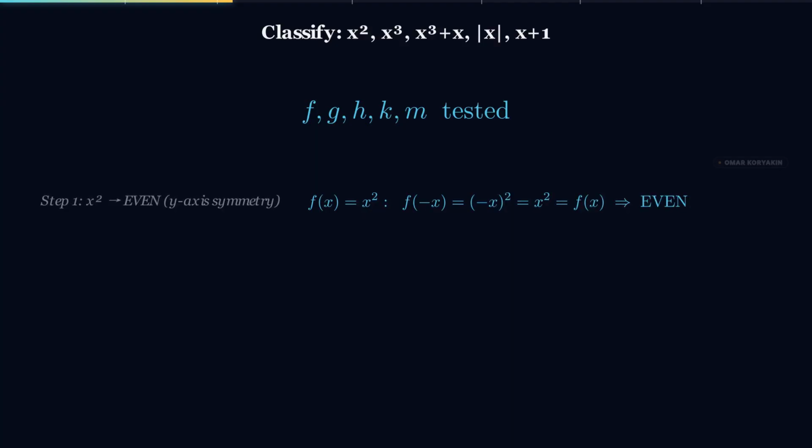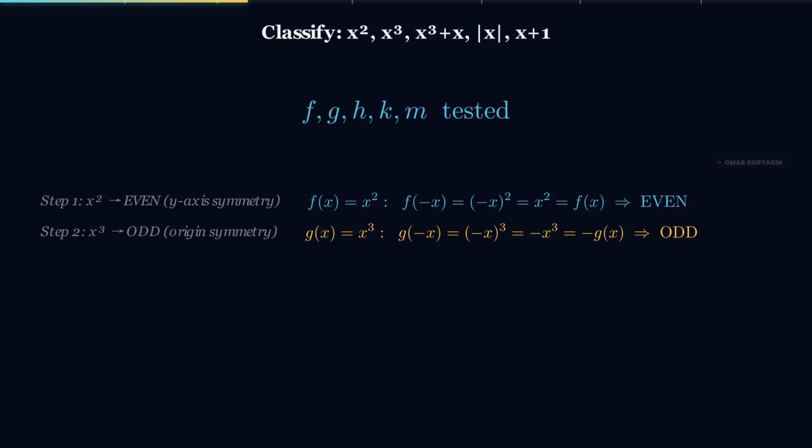Test f of x equals x squared. Compute f of negative x. Substitute negative x and get the quantity negative x, squared, which equals x squared. So f of negative x equals f of x. The function is even. Graphically, the parabola y equals x squared is symmetric across the y-axis as expected.